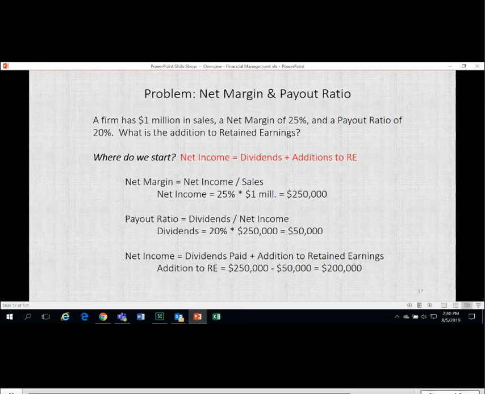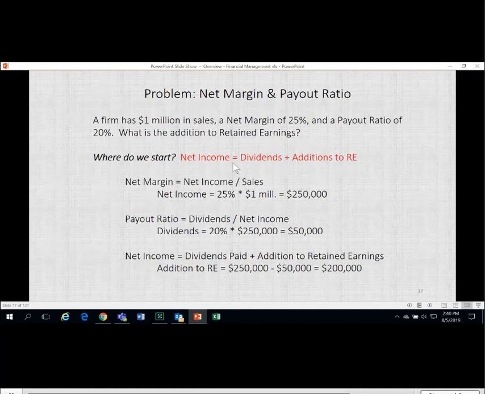Now, a bit more complicated one. Indeed, a version of this is on the pre-assessment. Suppose a firm has $1 million in sales, net margin of 25%, and a payout ratio of 20%. What's the addition to retained earnings? Now, if we didn't know that net income is divvied up between dividends and addition to retained earnings, we might not know how to even start to solve this problem. And although these formulas are given in the sidebar, if you have to look it up, you're not going to solve this problem. So we know that net income equals dividends plus addition to retained earnings.